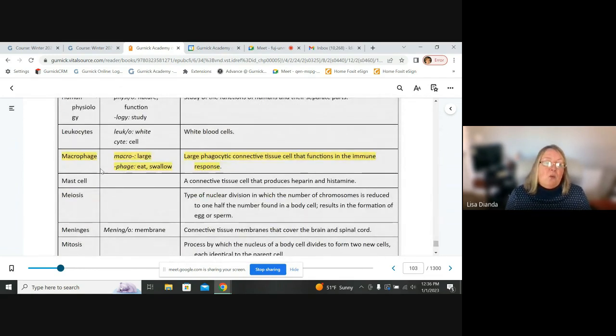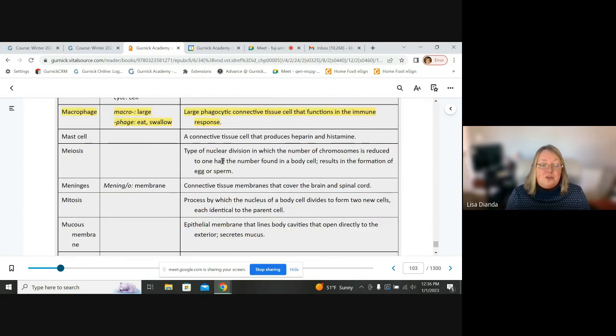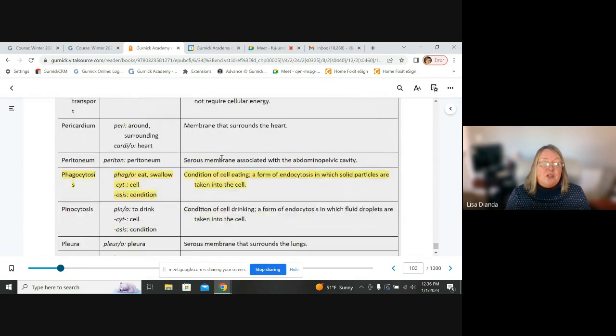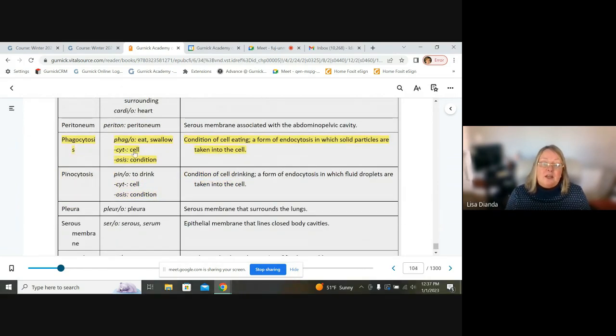There was one thing I wanted to make sure that we found, and I think I had trouble finding it in the lecture of the book. So I highlighted it here. Macro means large. Phage is eating or swallowing. So macrophage is a large phagocytic connective tissue cell that functions in the immune response, a macrophage. That was a word that I wanted to really make sure we got a chance. And phagocytosis, which we did look at a few times in the lecture, right? Which means to eat, to swallow, etc.